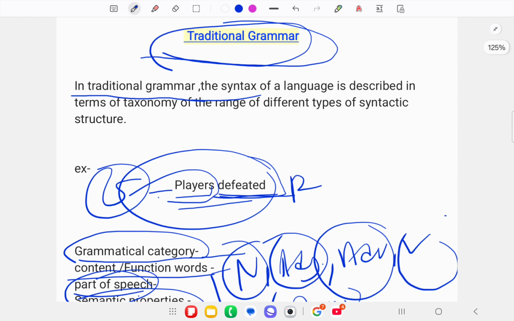So I hope you all have understood the differences between traditional and universal grammar.